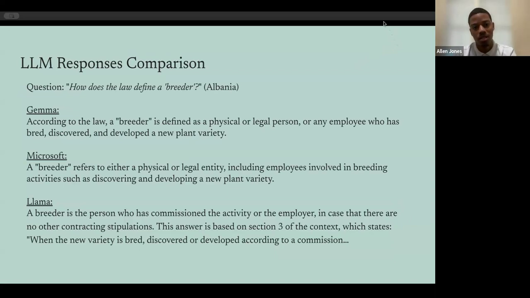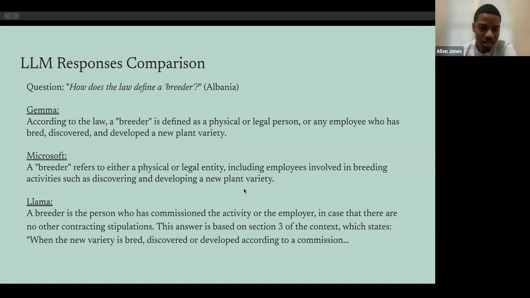Like Gemma: according to the law, a breeder is defined as a physical or legal person or any employee who has bred, discovered, and developed a new plant variety. That's something that's very simple, easy to read and understand for a farmer. Microsoft did the same thing. A breeder refers to either a physical or legal entity, including employees involved in breeder activities such as discovering and developing a new plant variety. Those are the type of answers that we're looking for, and would be successful and easy for a farmer to understand.